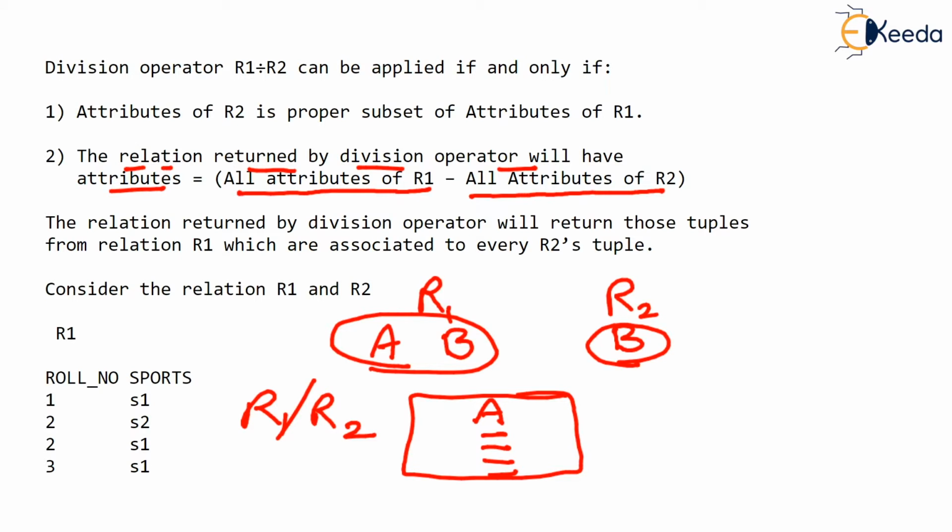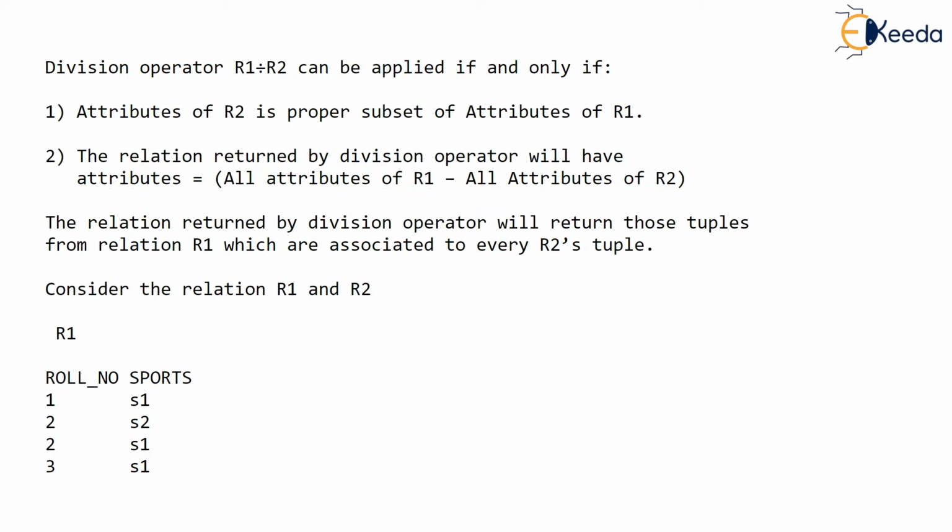That means it is nothing but all attributes of R1, the numerator, minus all attributes of R2. In that case, the common part between R1 and R2 won't be shown in the result, but the result will contain only A. I hope you are understanding.